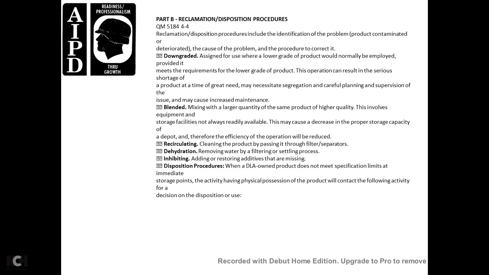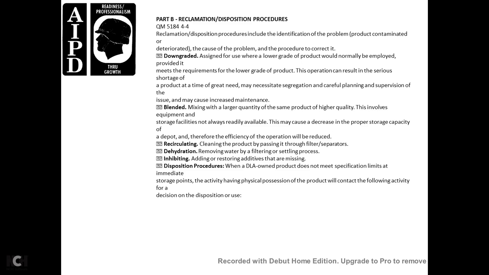Part B, reclamation and disposition procedure. Reclamation and disposition procedures include identification of the problem, whether the product is contaminated or deteriorated, the cause of the problem, and then the procedure to correct it. Downgrade is assigning a use for the lower grade of product than would normally be employed, provided it meets the requirements for the lower grade. The operation could result in severe shortage of the product over time. Downgrading may require segregation, careful planning with supervision, and may cause increased maintenance.